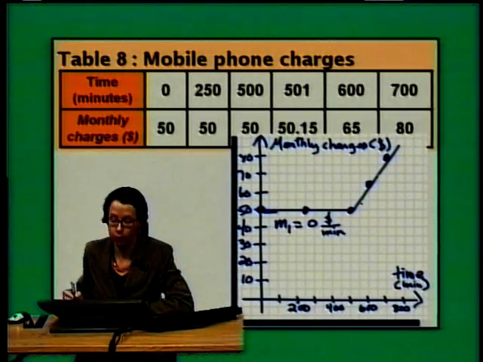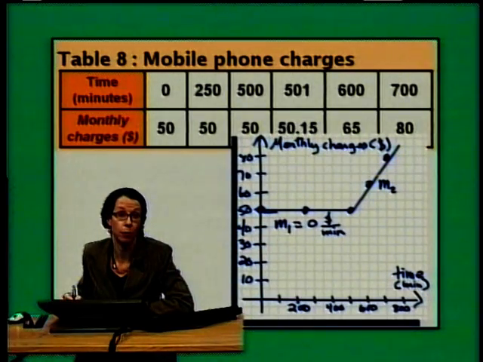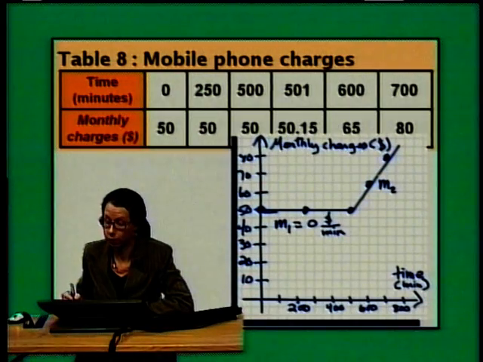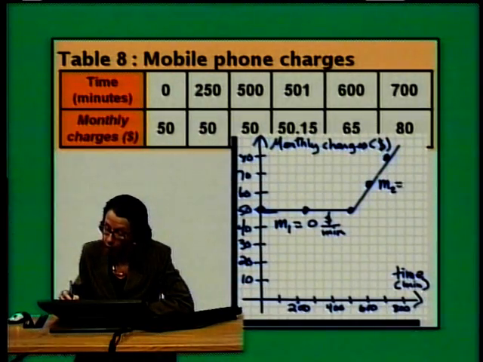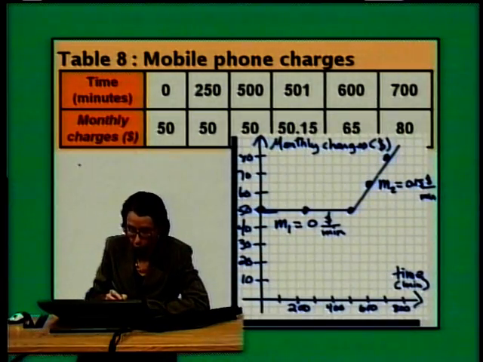The second part of my slope is going to be, well, let's see, we have a rise of $15 over a run of 100 minutes. 15 divided by 100 is 0.15. So my second slope is $0.15 per minute. So what is this telling me about my phone charges? Just what I was given in the verbal description.